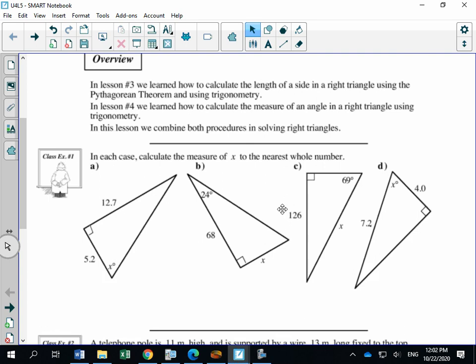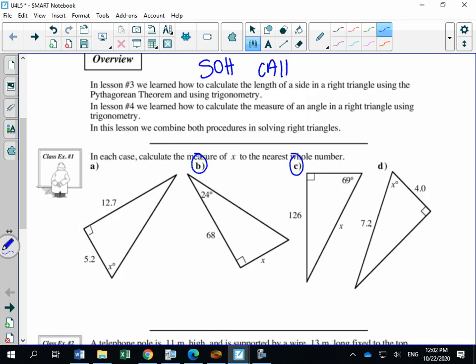Okay, class example number 1, we are not going to do all 4 triangles. We are only going to do 2 of these. So let's circle B and C. We will get those 2 done. And let's write our acronym. SOHCAHTOA. Actually, I'm going to change that. I don't want to do B and C because I want to do one side, one angle. So let's erase B and let's do C and D for a review.